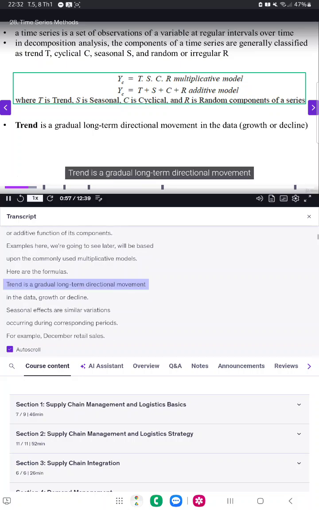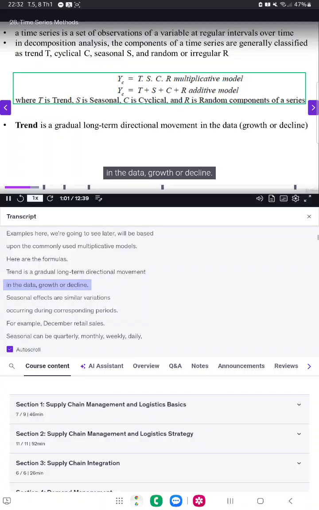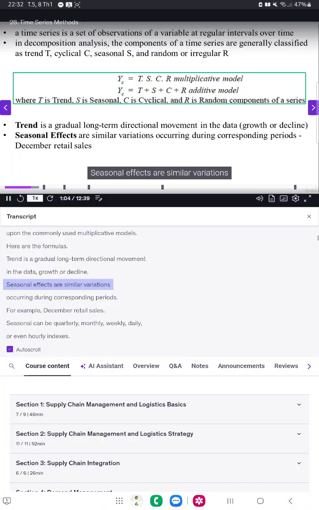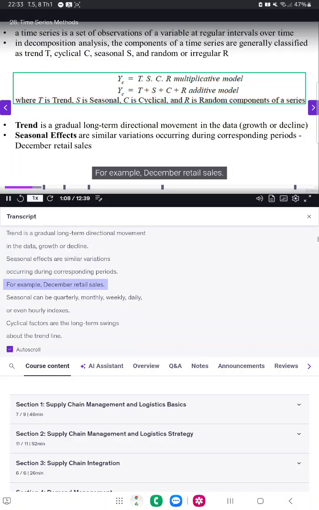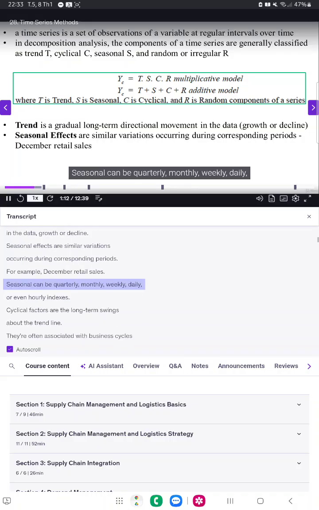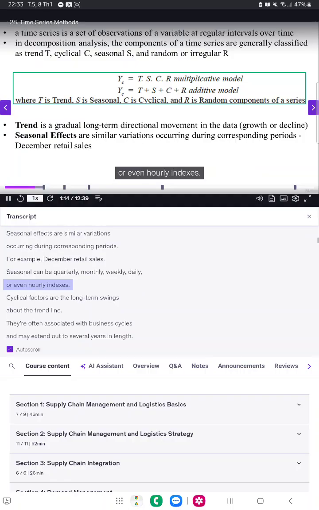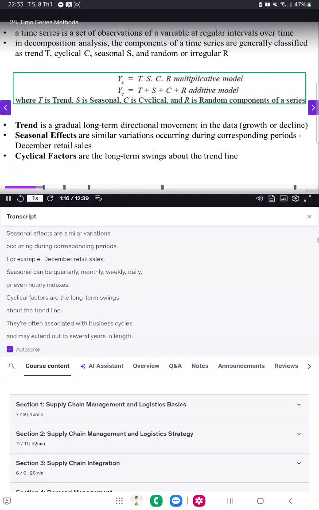Trend is a gradual long-term directional movement in the data, growth or decline. Seasonal effects are similar variations occurring during corresponding periods. For example, December retail sales. Seasonal can be quarterly, monthly, weekly, daily, or even hourly indexes.